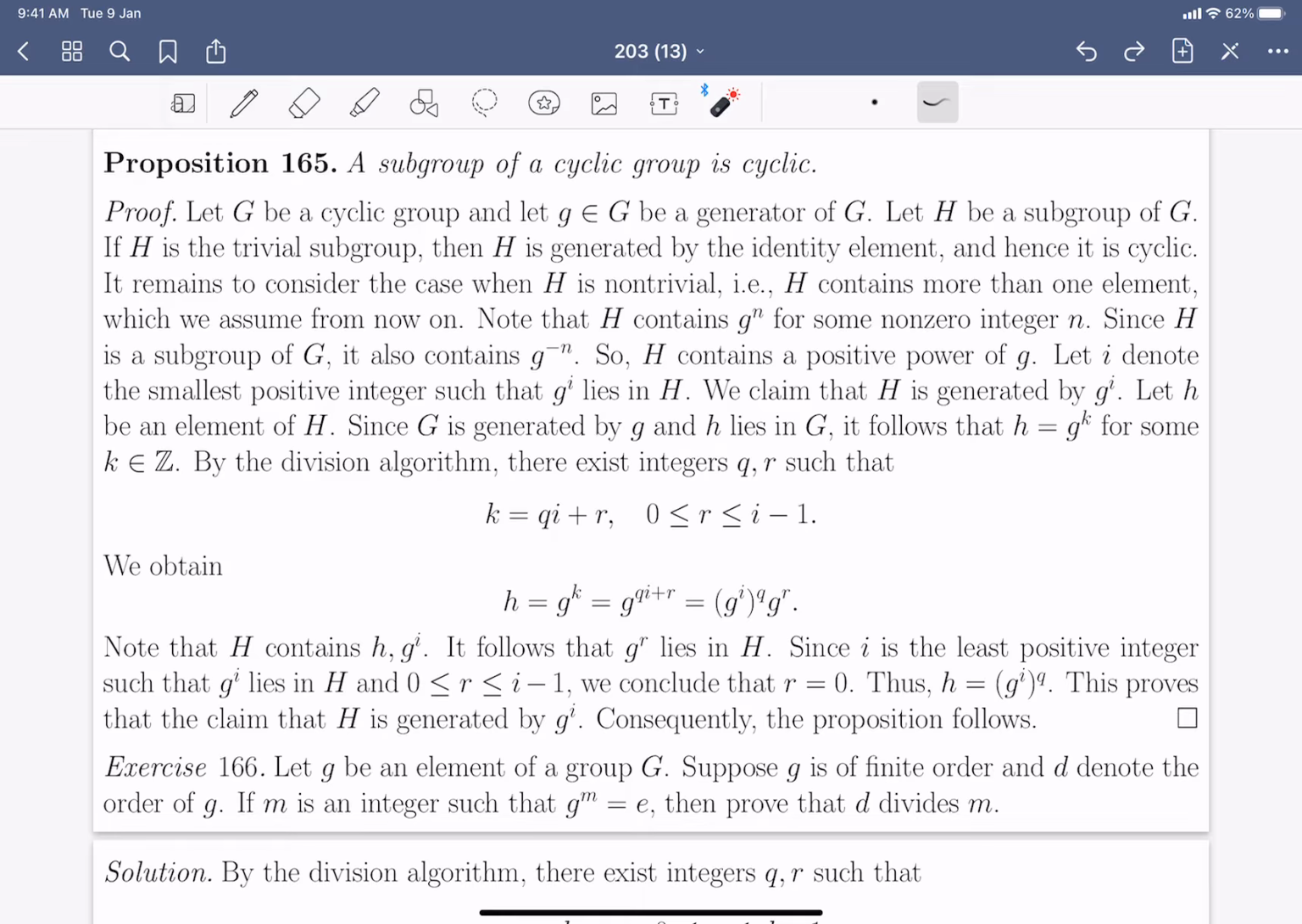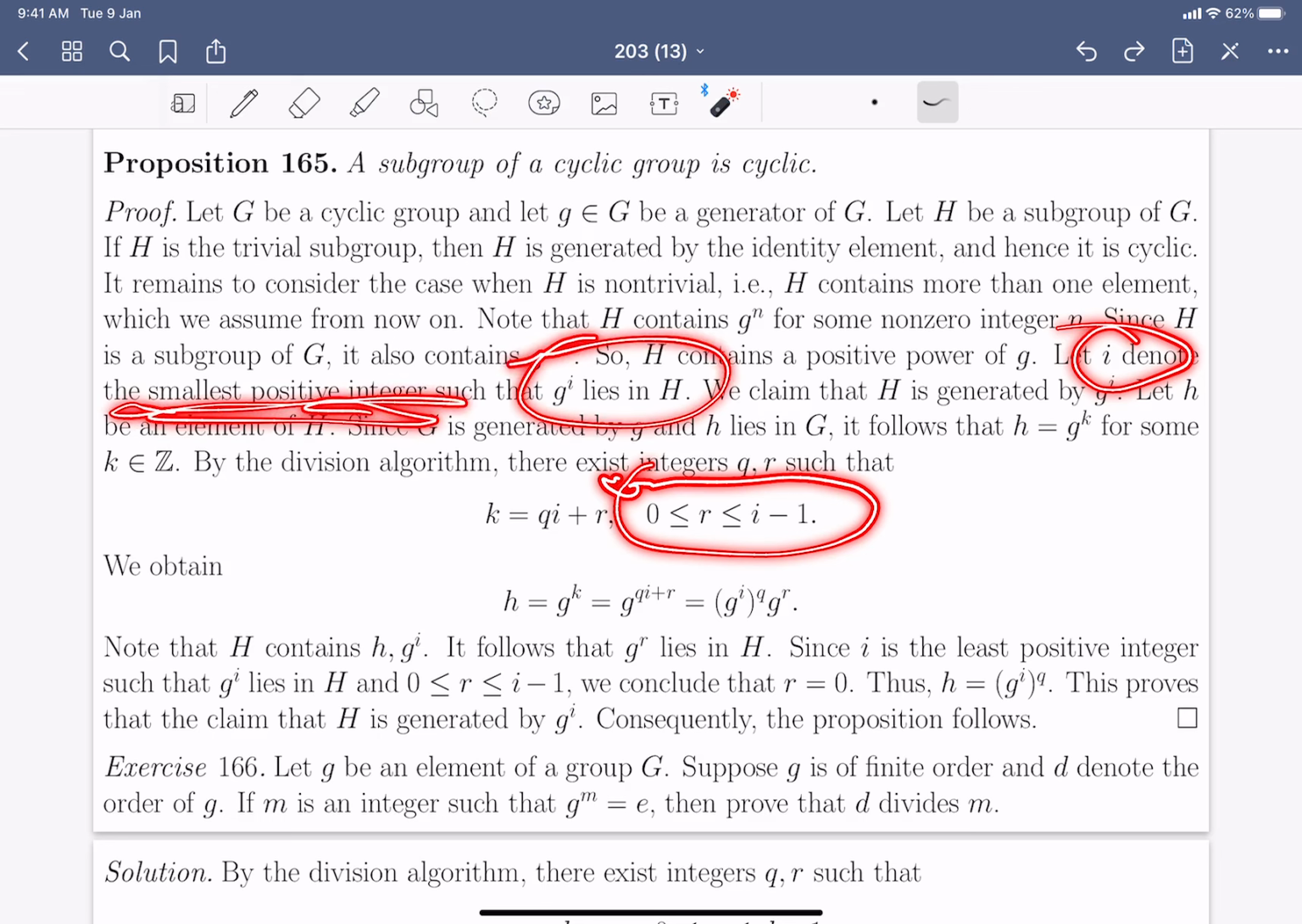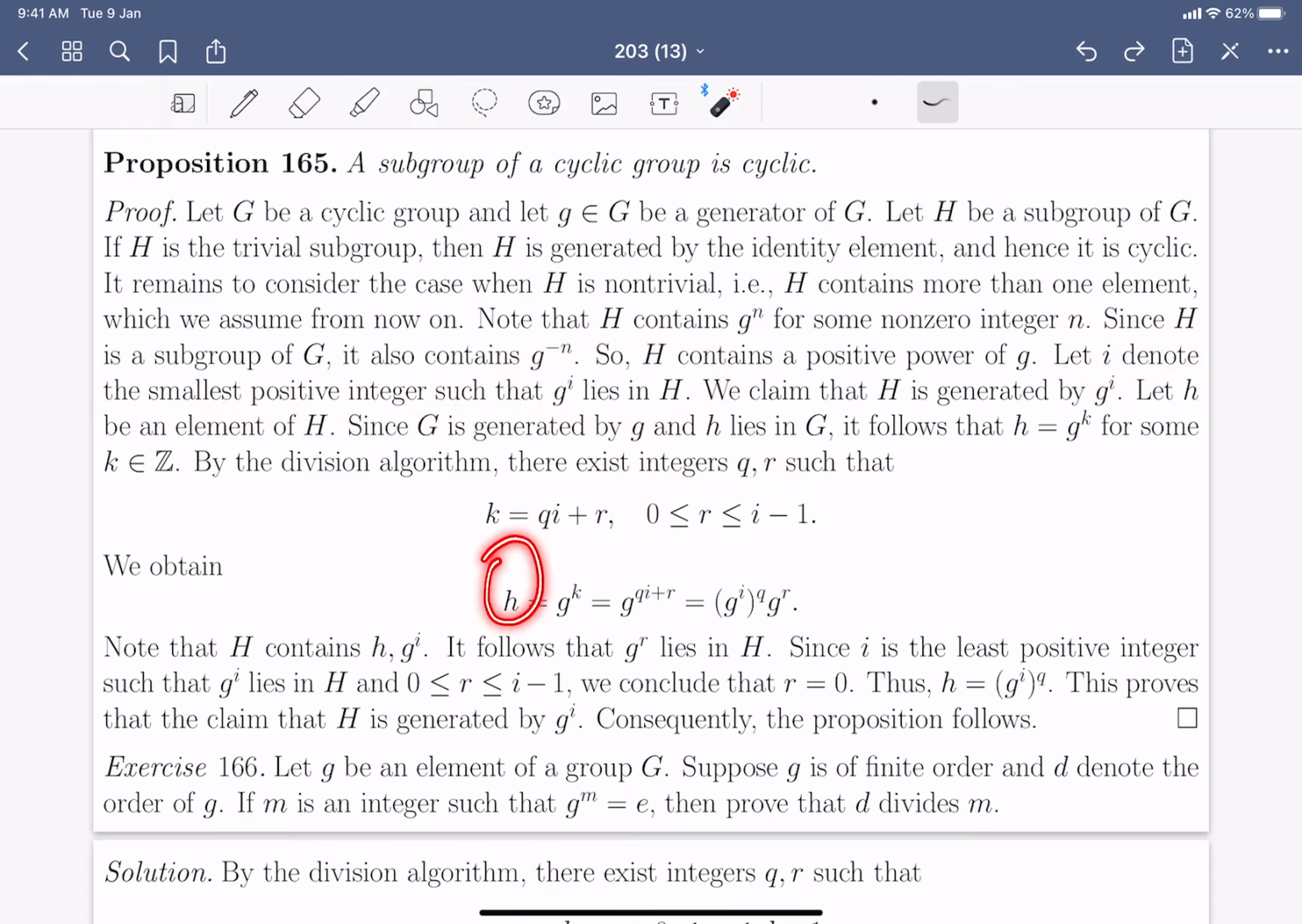Since h lies inside H, and by the choice of i, g^i lies inside H, these two are elements of H, so it follows that g^r is also an element of H. But r satisfies this criterion, and on the other hand i is the least positive integer such that g^i lies inside H, so r cannot be positive, so r has to be 0. In other words, h is (g^i)^q, so h is a power of g^i. So we have established the claim that h is generated by g^i.